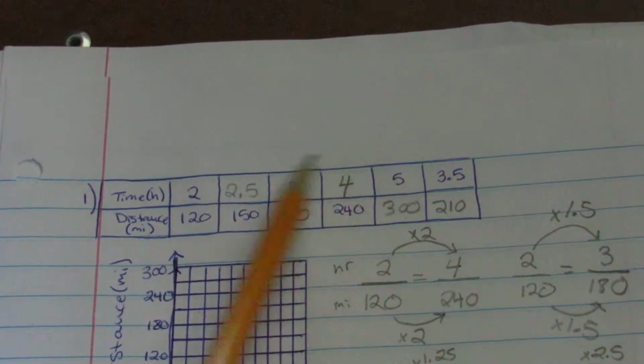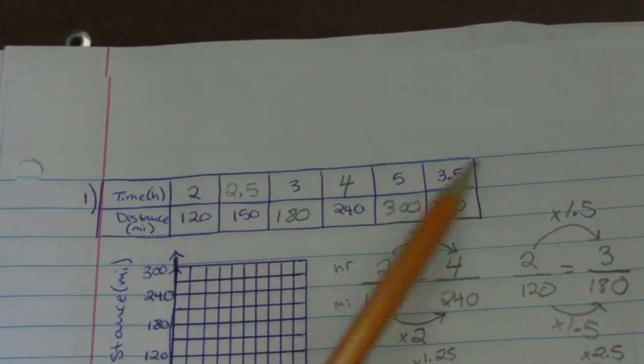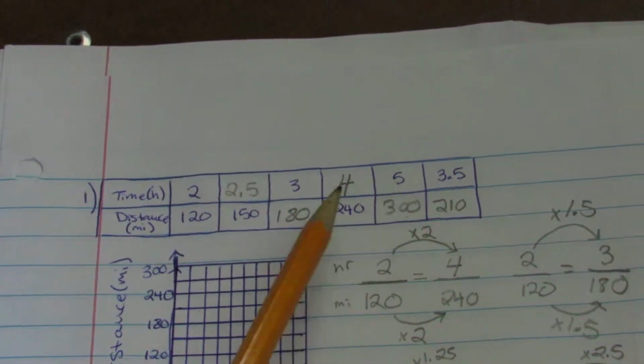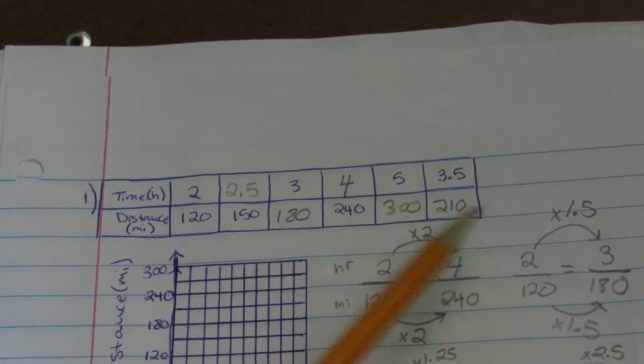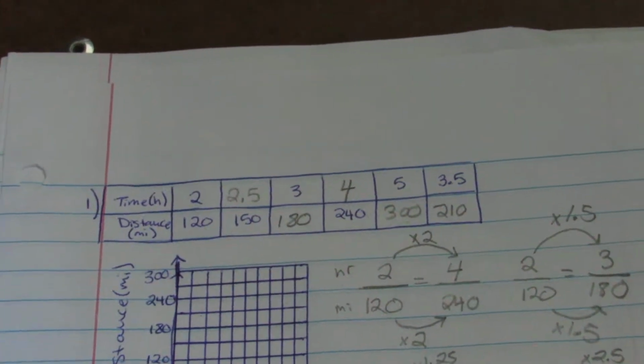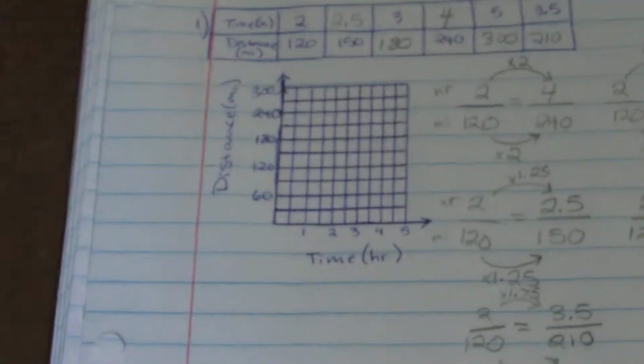I want you to know you don't have to always go in order, guys. Do you see how you can go out of order? It's the fact that they're equivalent ratios. That's what lets you know that you're doing it correctly. So we are going to graph these points real quick. So I'm going to go ahead and graph the first one.